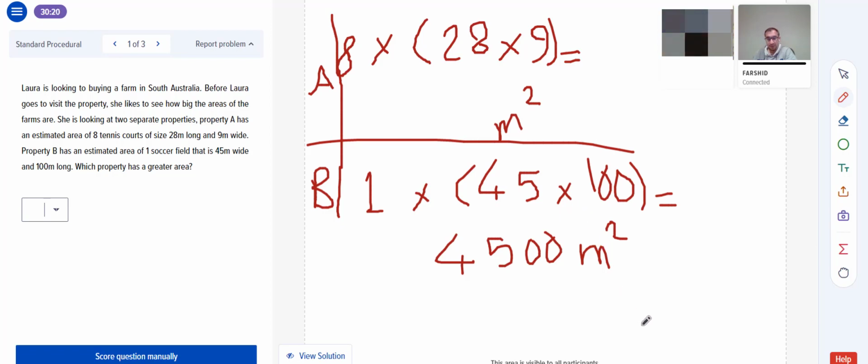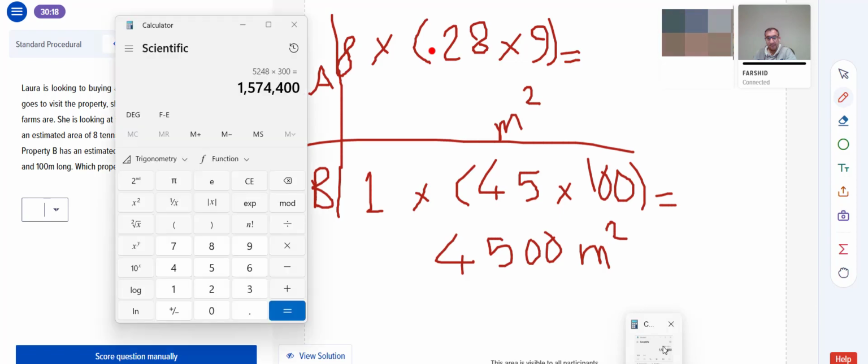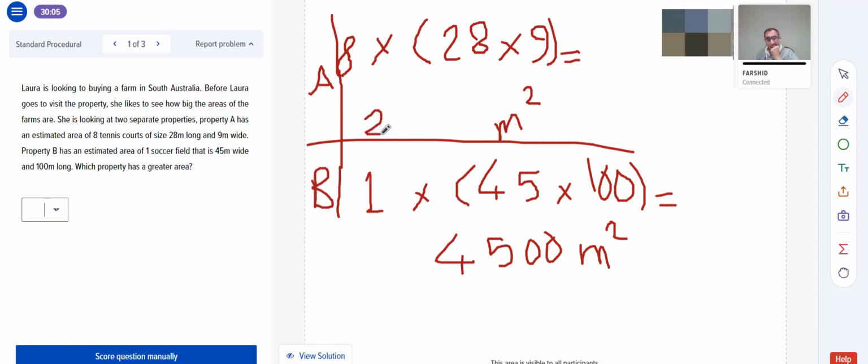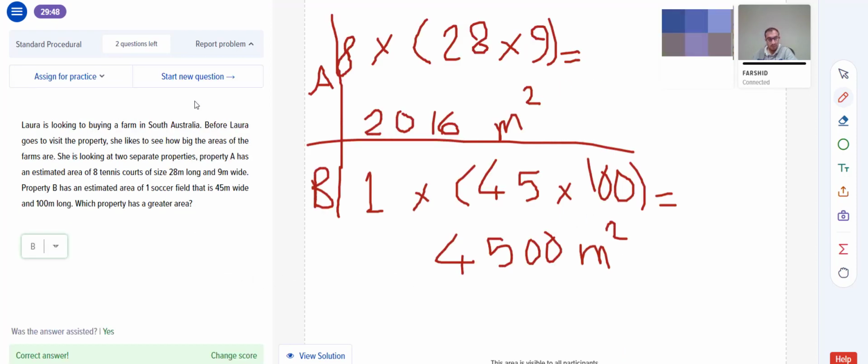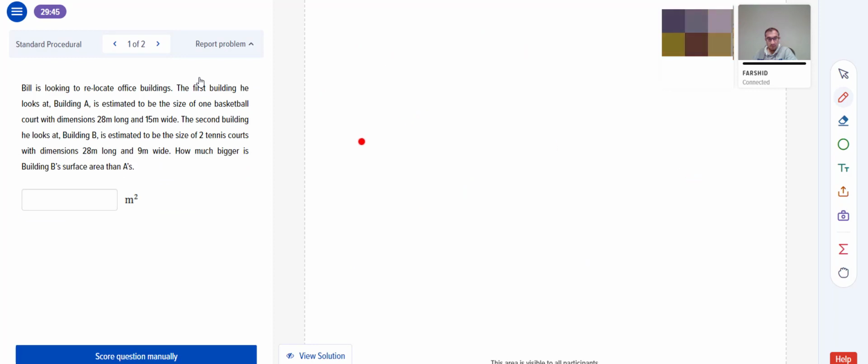Okay. Have you found it? Yes, I know that 28 times 9 is 252. Okay, I've got it. A is 2016 square meters. I will write it for you. Don't worry. And then you did the second one. So, not a point of me doing that. It's obviously B is greater. Yeah, sure, obviously. Next one.